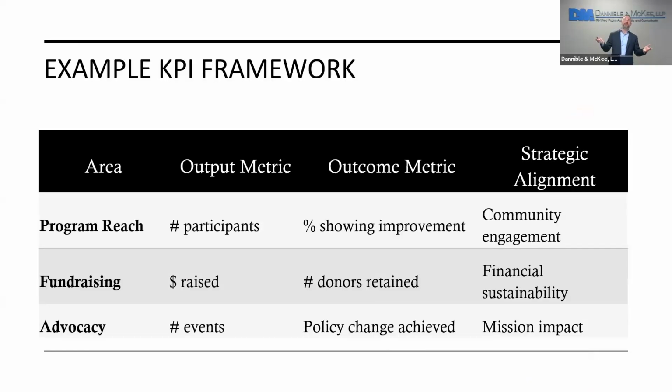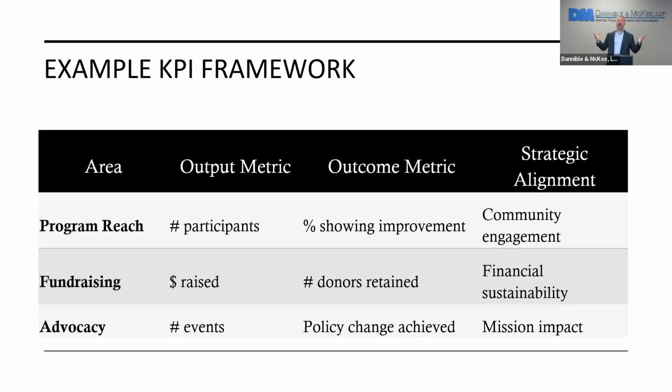And so here's an example of a KPI framework you might use. And we're getting ready for a quiz, right? When it starts getting simpler in the presentation, quiz is coming. So you've got your area, your output metric, your outcome metric, and your strategic alignment. For instance, program reach would be the number of participants. That importantly is an output, right? It's like a robot number of people served, right?